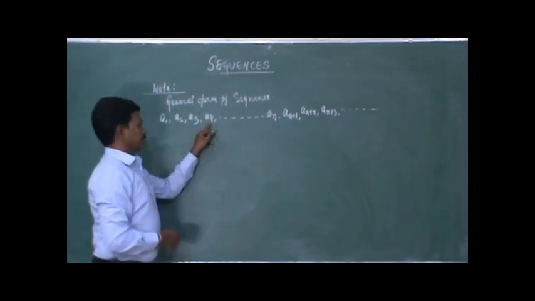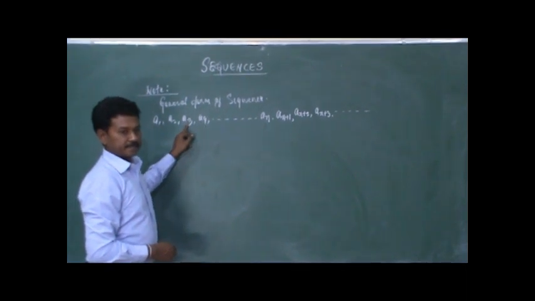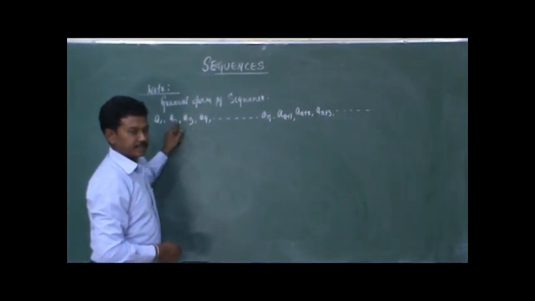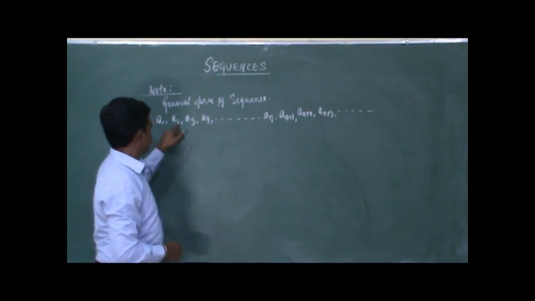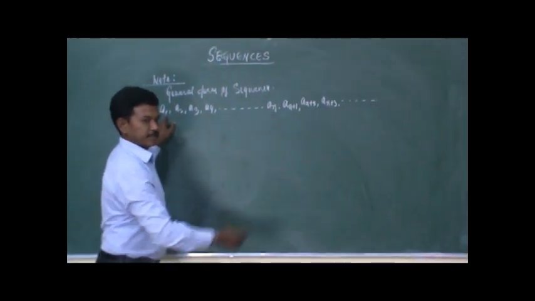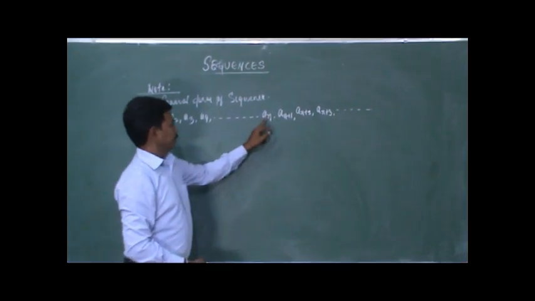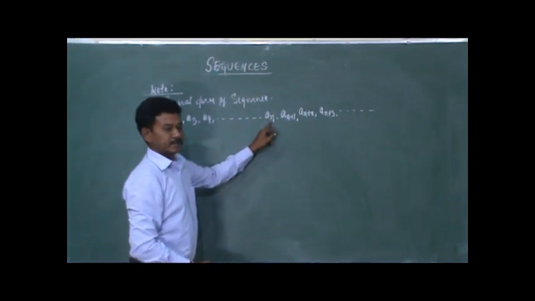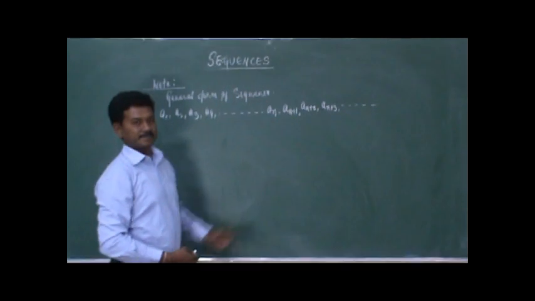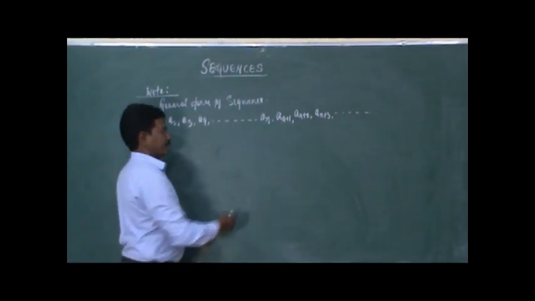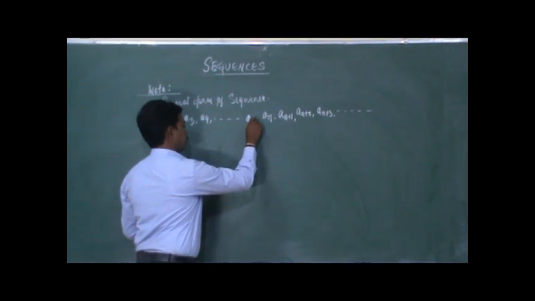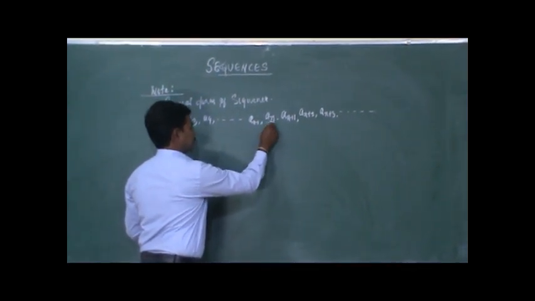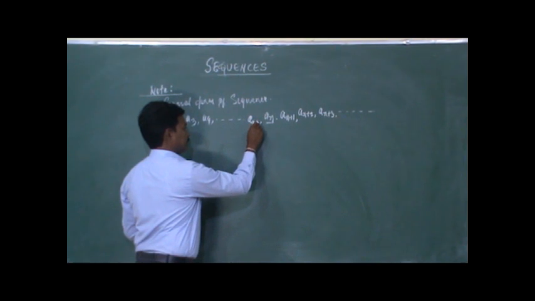The preceding term of a_4 is a_3. The preceding term of a_3 is a_2. So 4 minus 1 is 3, 3 minus 1 is 2, 2 minus 1 is 1. It's going on in that pattern. Can you guess the preceding term of the nth term? It may look like n minus 1. One less than the nth term is represented by a_{n-1}.